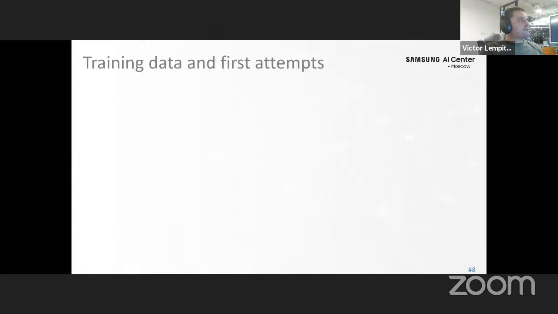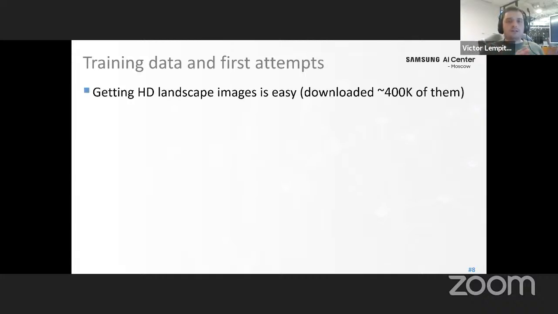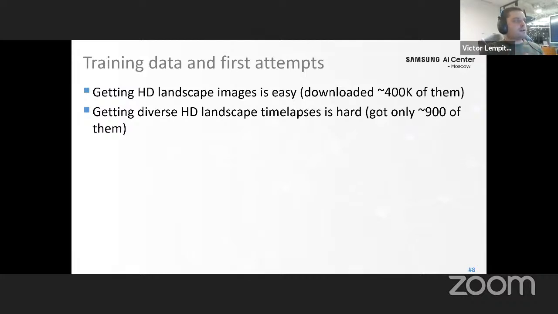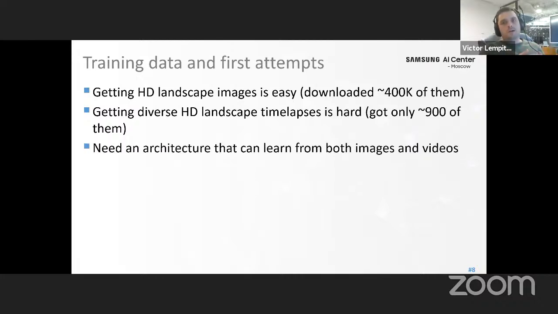So some caveats about training such a model is that getting high resolution landscape images is relatively easy. We downloaded 400K of them, and we could have had more. Getting diverse high resolution landscape time lapses is really hard. So the guys managed to get 900 of them with a lot of effort. And obviously those 900 don't represent the full diversity we're interested in.